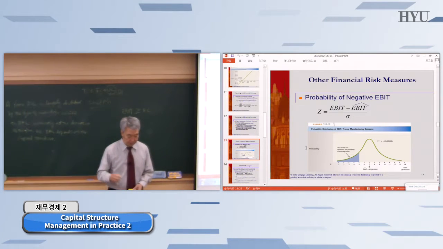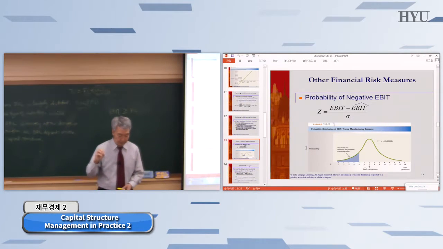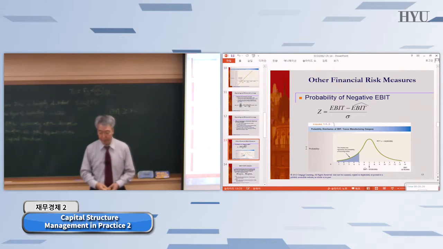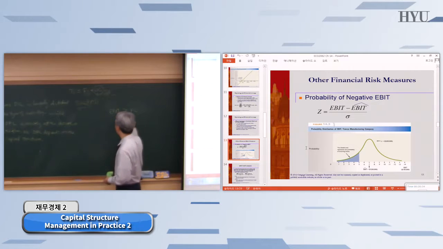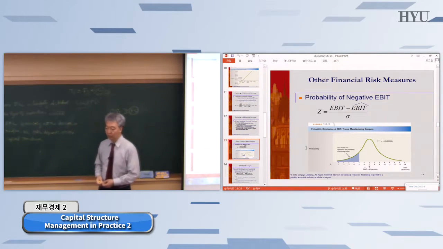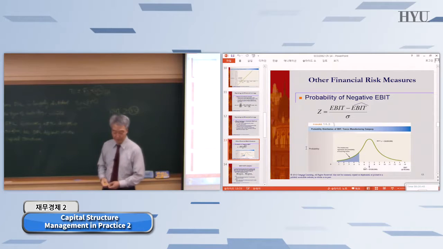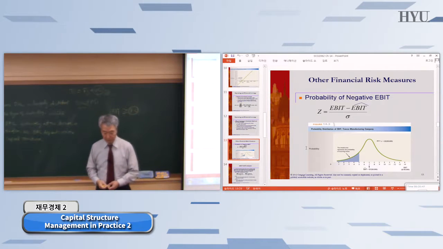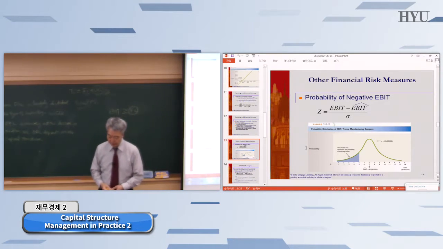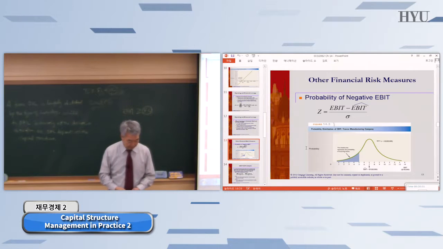So considering this minimum necessary earnings level, which is pretty much your fixed cost, you have to earn at least as much as your fixed cost in order not to lose money. Can we actually calculate the probability of that?